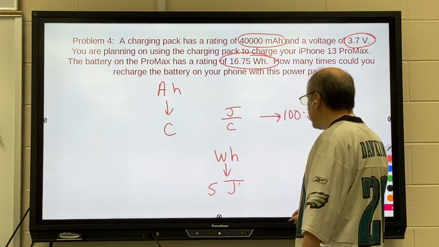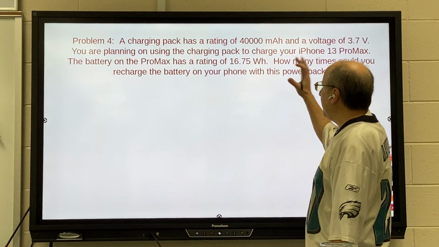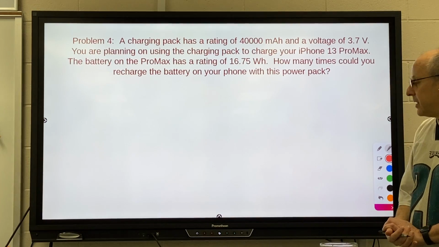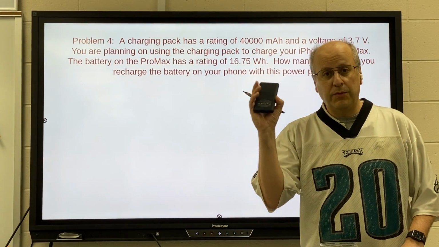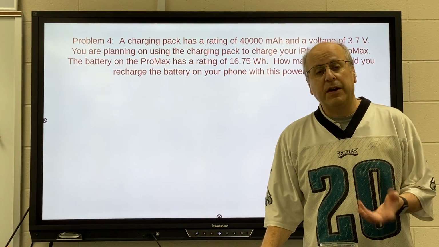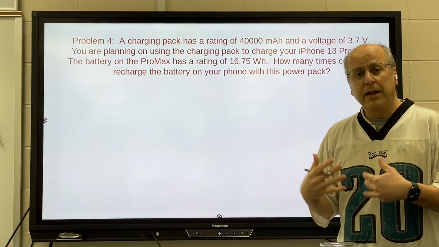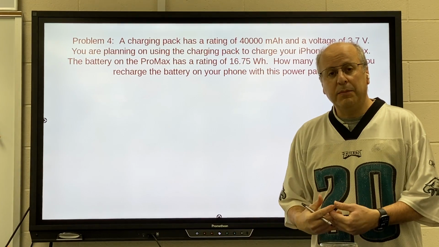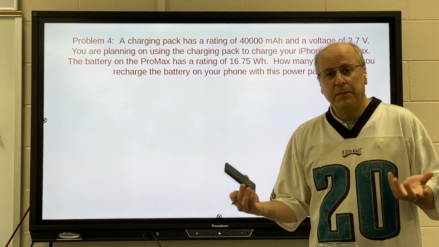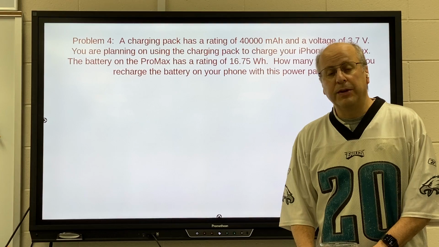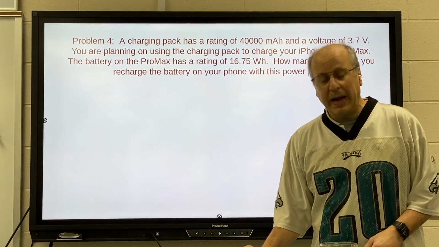So this is the process you're going to go through to figure out how many times you could recharge your phone with a battery pack. A very important thing you might want to do if you're going on a long trip, to figure out how much time you can use your phone each day based on the number of times you're able to recharge before you get back to a power outlet.